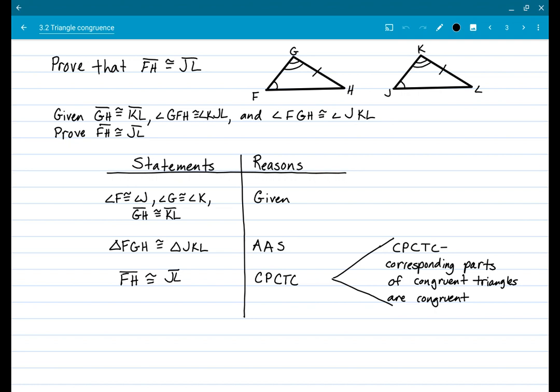The last statement is what we're meant to prove. And because we've shown that these are congruent triangles, what you're saying is that these are corresponding parts of the congruent triangles. Corresponding parts of congruent triangles are congruent. And that makes sense because the pieces are all congruent to each other as they are congruent figures.